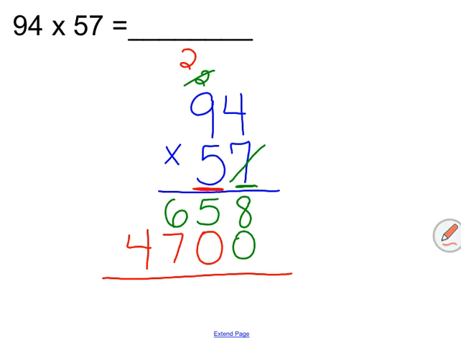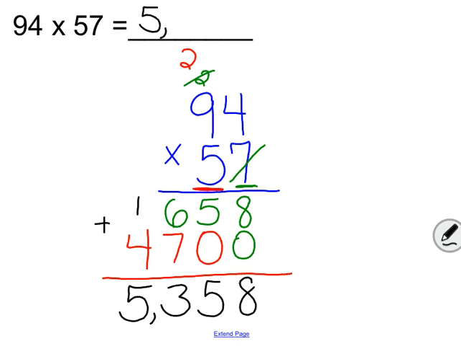Now I add these products together, and I have 8, 5, 6 and 7 is 13. So my answer is 5,358.